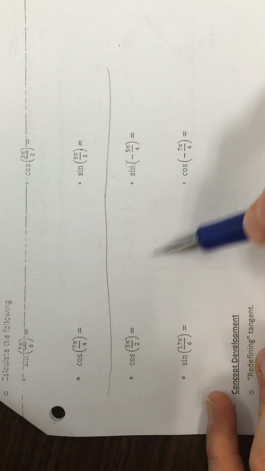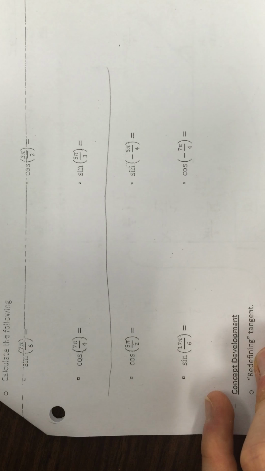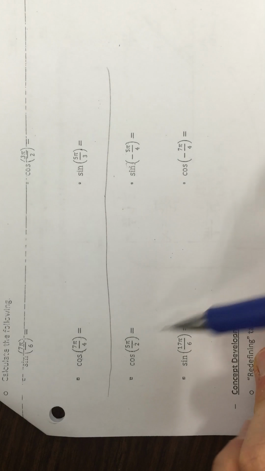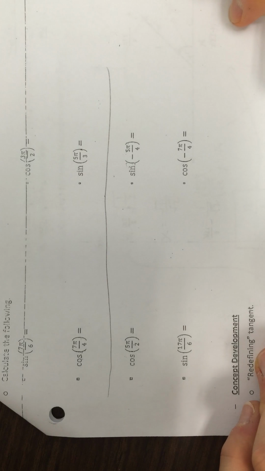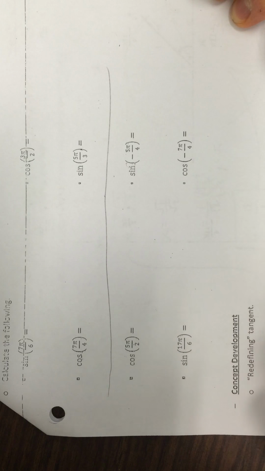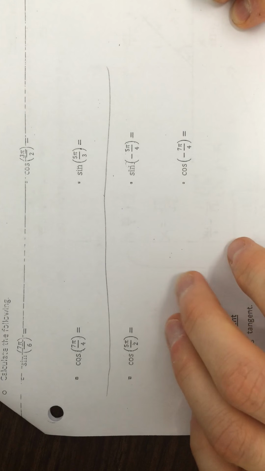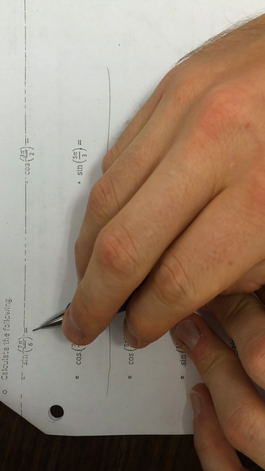1, 2, 3, 4. We're not going to look at these four in this video, so this video will be short. These four we should talk about in class. Yeah, we'll talk about those in class on Wednesday the 17th and Thursday the 18th. But let's just look at sine of 7 pi over 6.